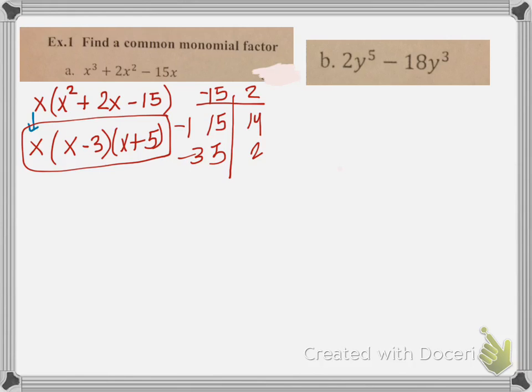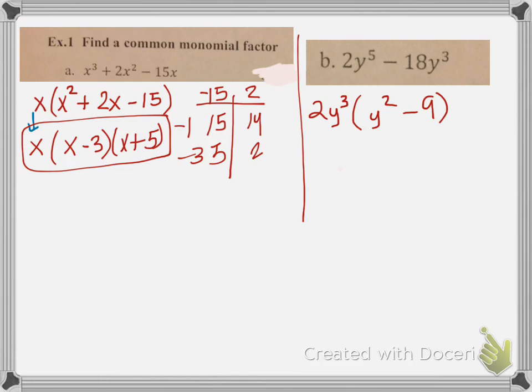Now, in the next one, 2y to the fifth and 18y to the third. The most y's that you could take out from both would be y to the third, and they're both divisible by 2. So we're going to factor out 2y cubed. When I take out a 2y cubed from 2y to the fifth, I have y squared left. When I take out a 2y cubed from 18y cubed, I have a minus 9 left over.